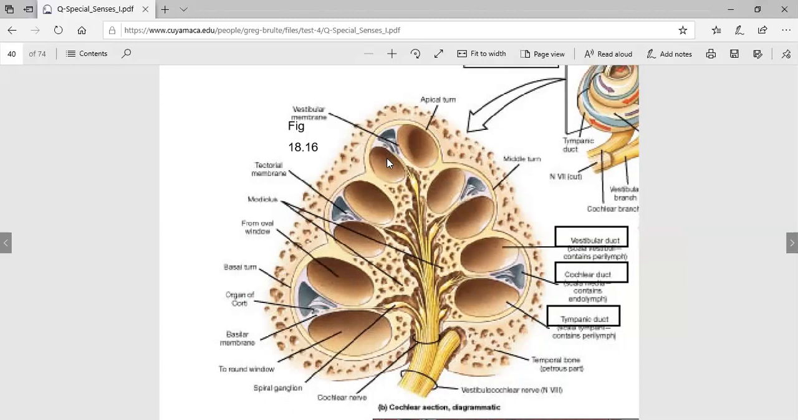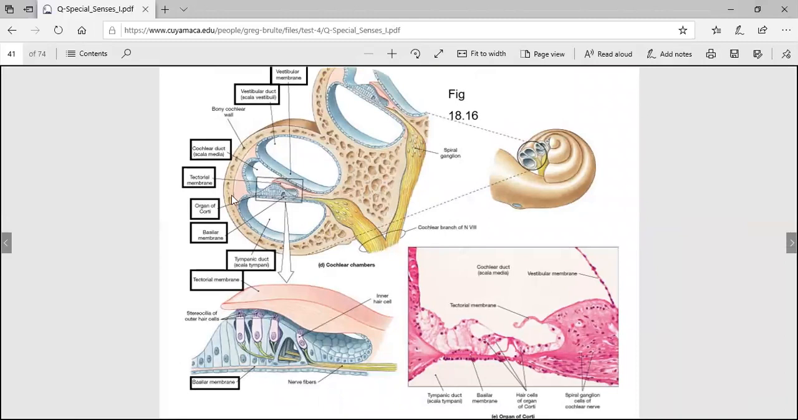So the perilymph in here is flowing into the perilymph in here. They're all connected. It's all the same perilymph. But this endolymph is sealed off from the perilymph. It stays separate because that's inside your membranous labyrinth. Let's look at it a little closer, and this is the way it would be on the test.